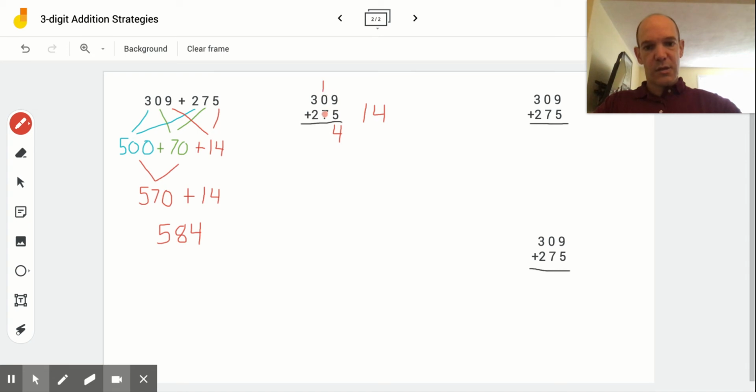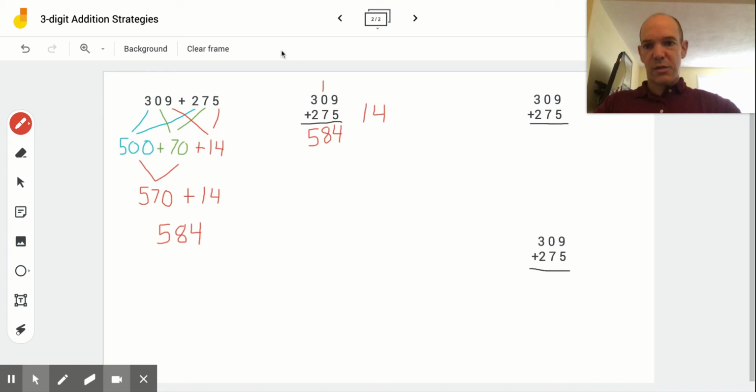1 ten and 7 tens, because there's nothing here, it's a 0, is going to be 8 tens. And then we have our 300 and our 200, which is going to be 500. So we get 584 that way. Let's move over to here.